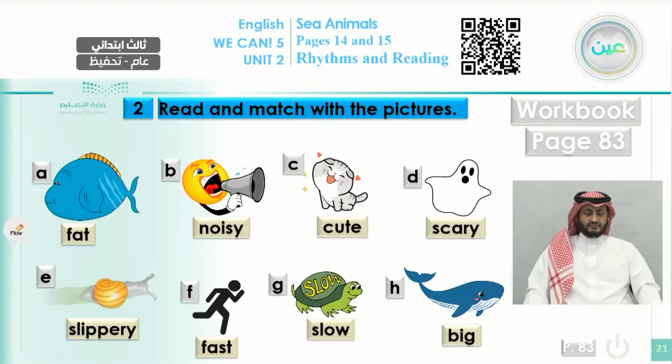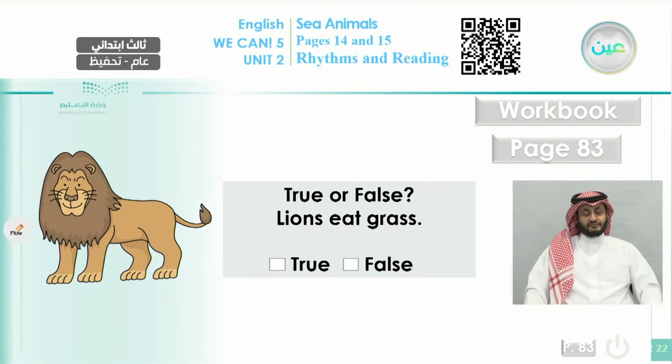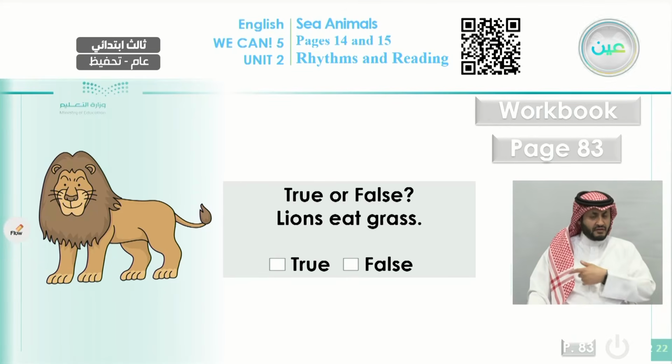Okay, so we know that fat, you can tell from the picture here, A is fat, B is noisy, C is cute, D is scary, E is slippery, F is fast, G is slow, and H is big. Okay, now there is a question here in your book on page 83. Is it true or false? You can tell first what you call this animal. Okay, what is it? It is a lion.